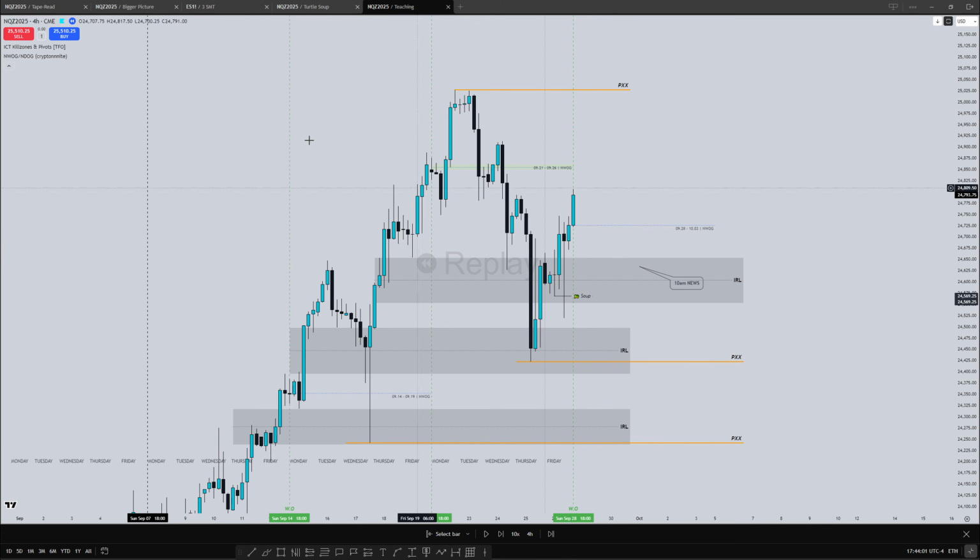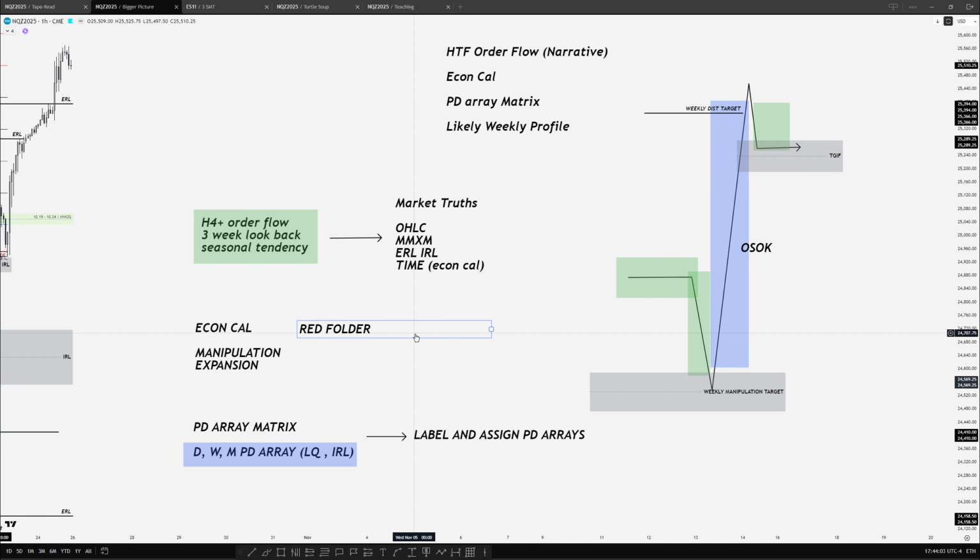All right, so in this week, we had 10 a.m. news on Tuesday. We had 10 a.m. news on Wednesday, right? We've marked out a PD array matrix. We assign that, okay, we have 2 daily gaps in discount of the dealing range. We're targeting the previous weekly high.